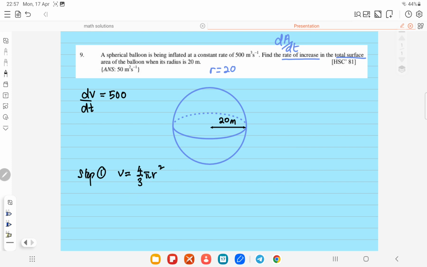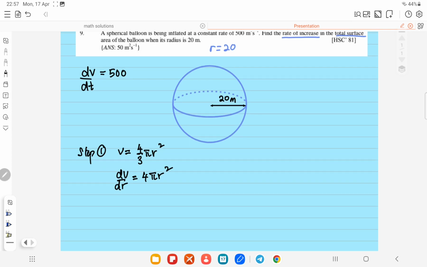Now we differentiate dV over dr, so we get 4 pi r square. Now given r equal to 20, dV over dr where r equal to 20, just substitute r by 20. So I got 4 multiplied by 20 square pi, I have 1600 pi. That's the value of dV over dr.